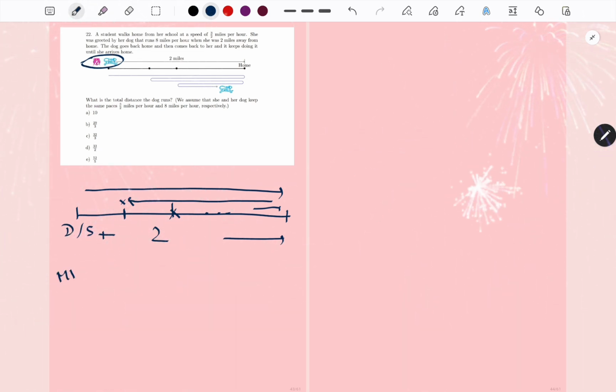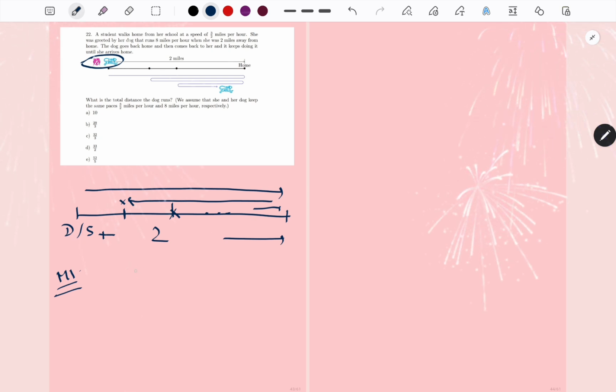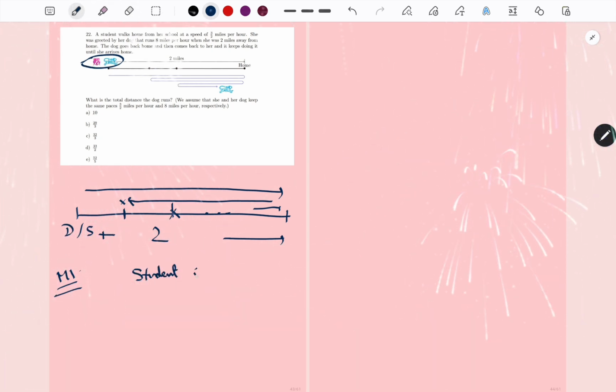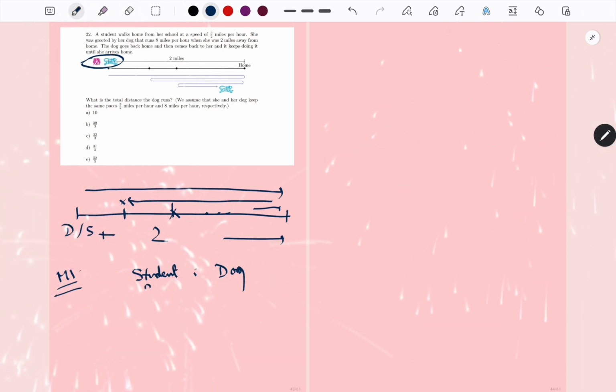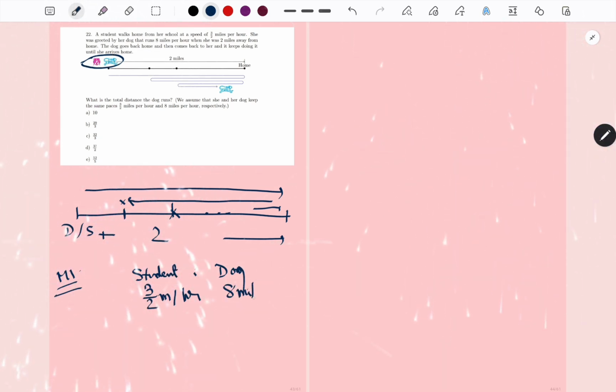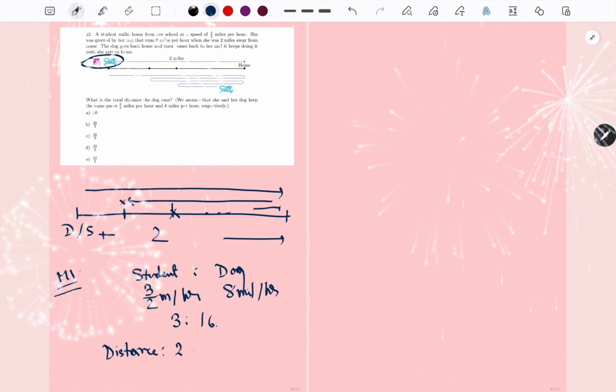The first way is simple, method 1. We will find the ratio of the speed of the student to that of the dog. The student goes 3 by 2 miles per hour, the dog goes 8 miles per hour. So the ratio is 3 to 16. Now, the distance that the student walks is 2 miles.